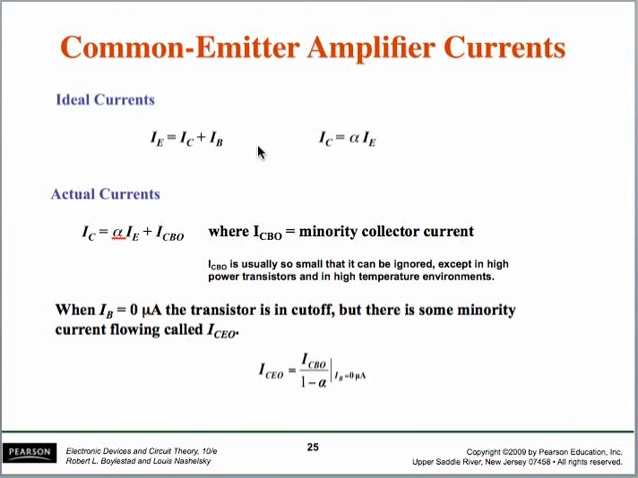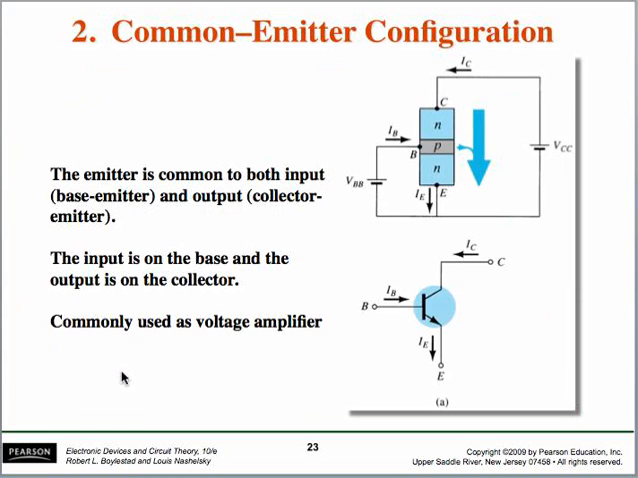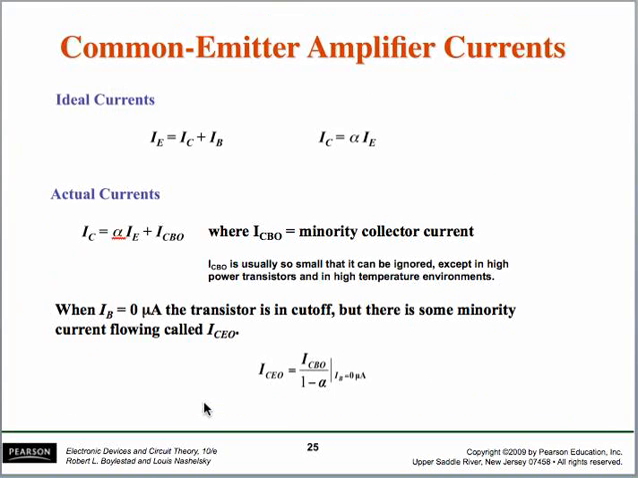So again, let's look at the current relationships for a common emitter amplifier. The emitter current IE is equal to IC plus IB, which you can probably see from the graph here. The current going out of the transistor to the emitter is composed of IB plus IC. So IE is IC plus IB. Again, the same relationship holds for the common emitter amplifier.